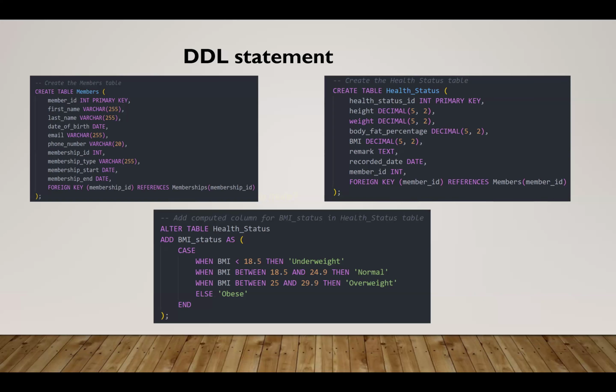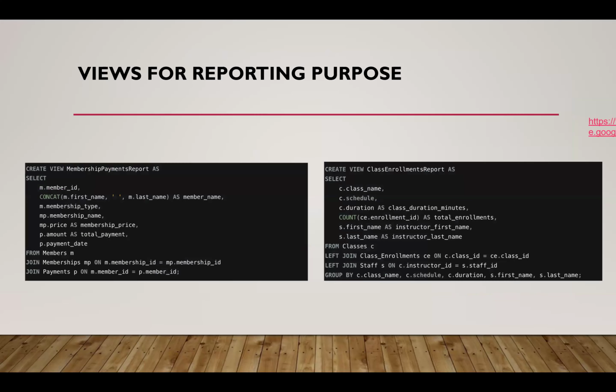The health status table on the right tracks a member's health-related data such as BMI and body fat percentage. It uses member ID as a foreign key to link to the members table. We also added a computed column, BMI status, that categorizes members based on their BMI value. This makes it easier to analyze and track members' health.